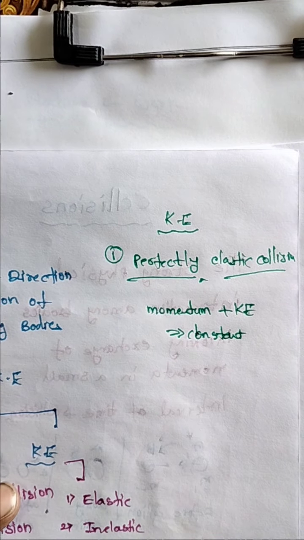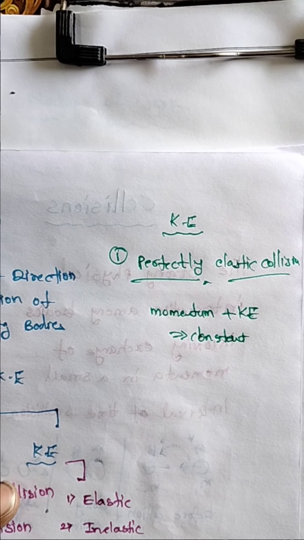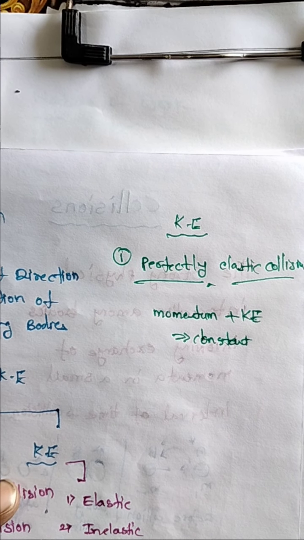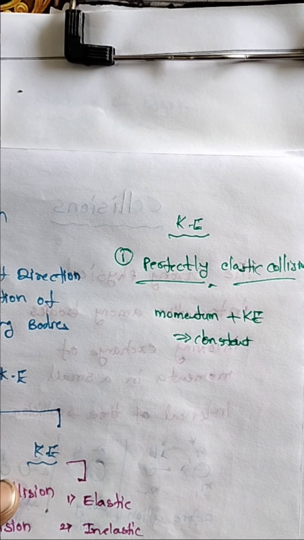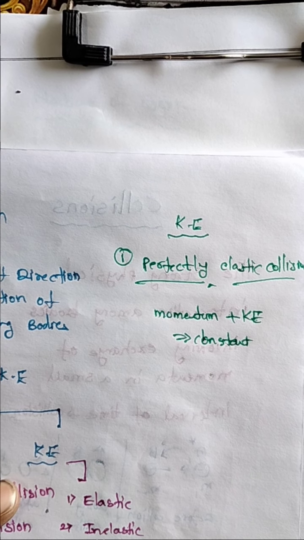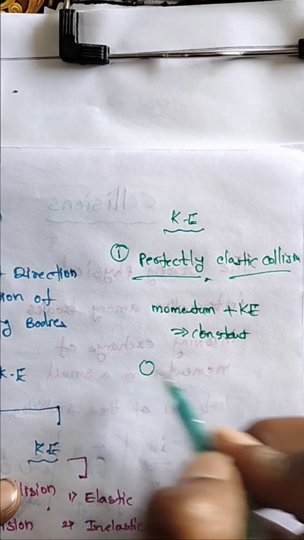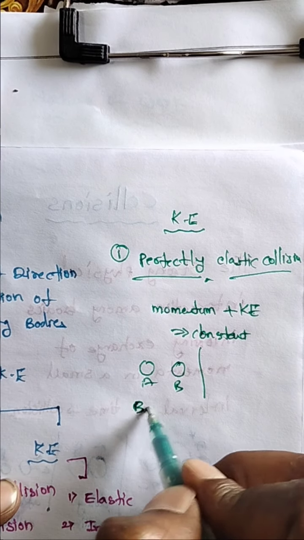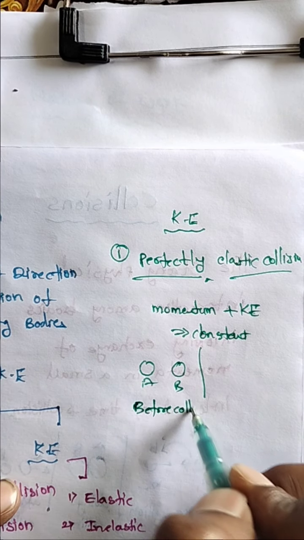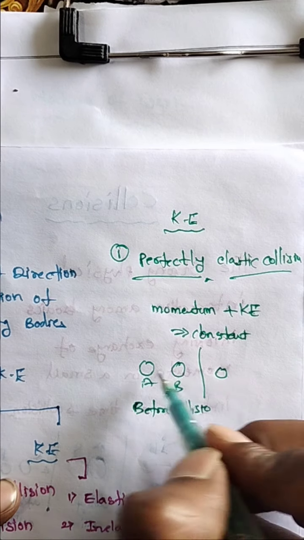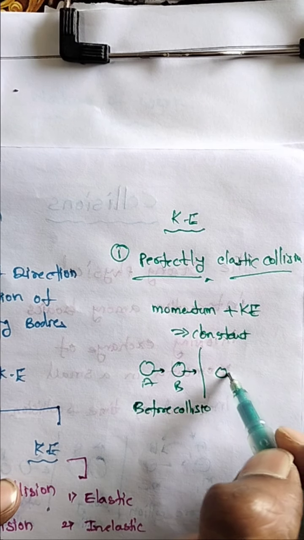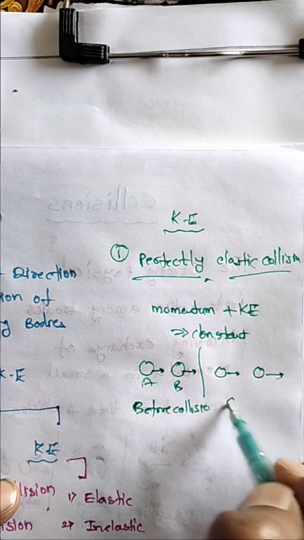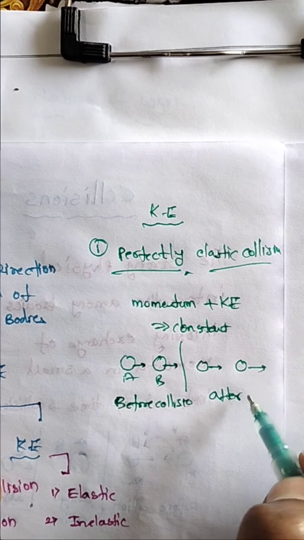So what is a perfectly elastic collision? Before the collision and after the collision, momentum and kinetic energy are both the same. Here there are two objects, A and B. This is before the collision, and after the collision they move like this.